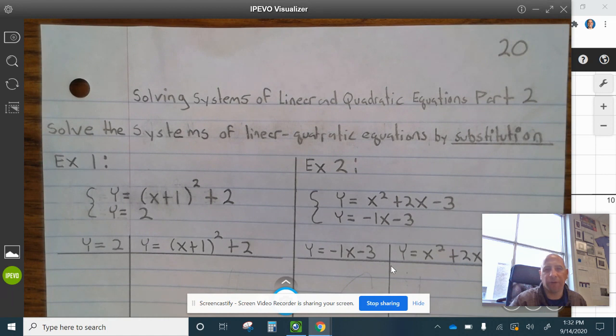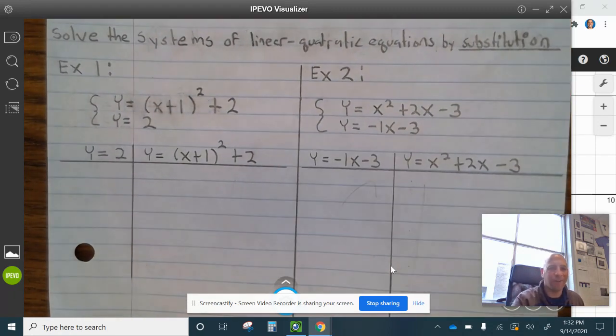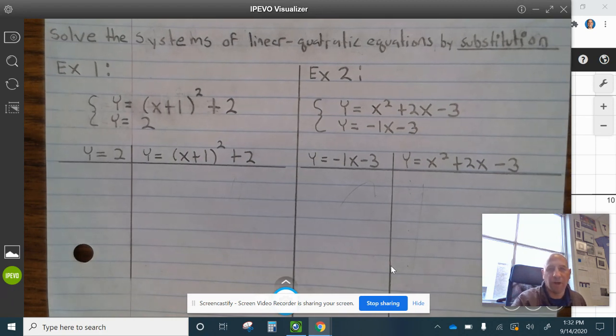Okay, solving systems of linear and quadratic equations, part 2. Solve the systems of linear and quadratic equations by substitution. Now you should recognize these equations. These are the same systems from journal page 19. I'm going to use the same ones so I can show you how we solved them by graphing on the last journal page, and now we're going to solve them by substitution on this page, okay?